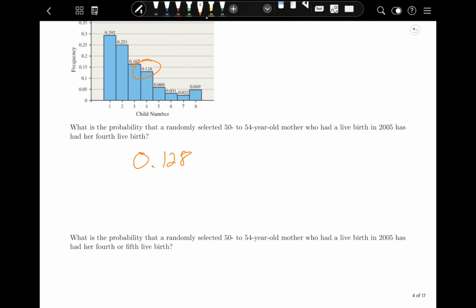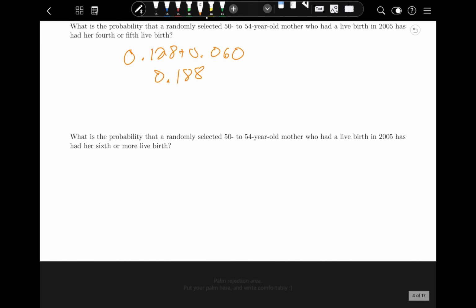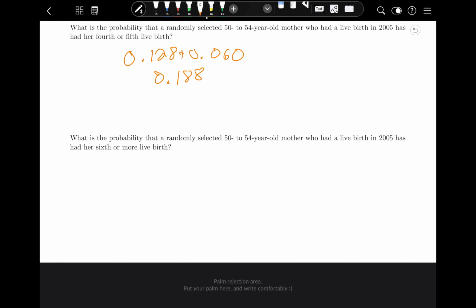What is the probability that a randomly selected 50 to 54-year-old mother who had a live birth in 2005 has had her 4th or 5th live birth? So same idea as on the last page. We just add 0.128 plus 0.060. So that's 0.188.